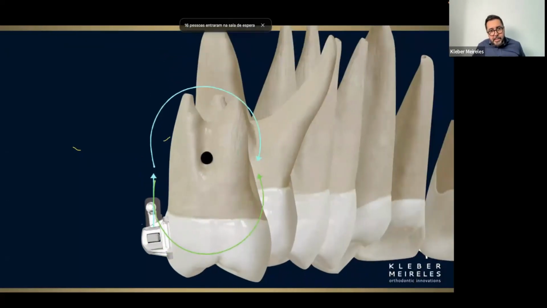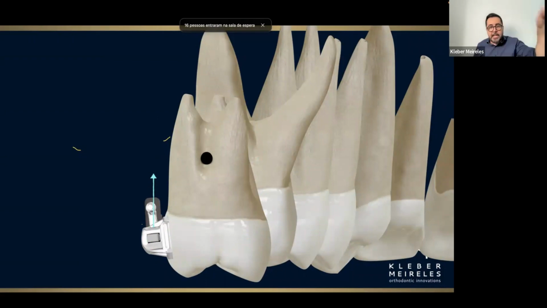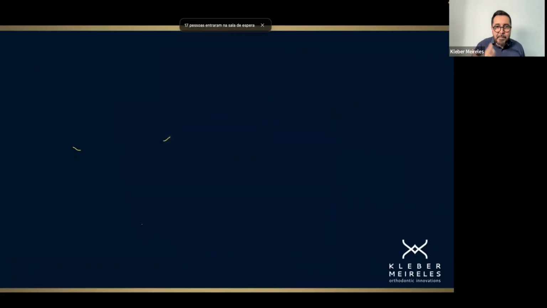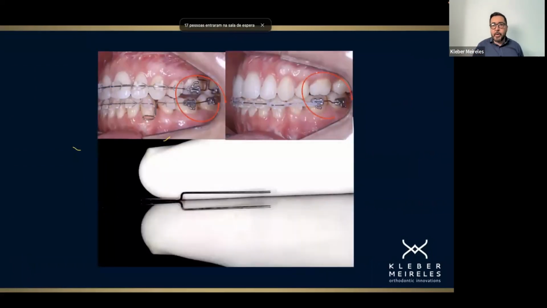How is that going to happen? So I have a couple here, and the couple is generating a moment. And if I apply the moment of the couple in the opposite sense in relation to the moment of the force, I'm canceling those two moments and I'm having a net intrusive force being applied. Again, I don't have time to explain everything. I'm just showing you examples of how biomechanics can be applied in a clinical way, okay?